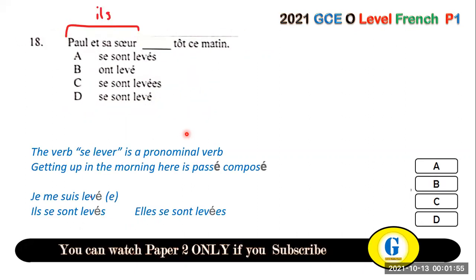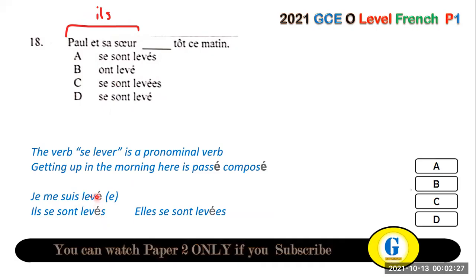Paul et sa sœur, blah blah blah, tôt ce matin. Paul et sa sœur. Note that when you have words like this in French, you can replace Paul et sa sœur with ils. Why? Because one of these two people is masculine. So since it's a plural, we consider ils, that is third person plural. So we can replace by ils, and we conjugate the verb se lever. Je me suis levé. Ils se sont levés.